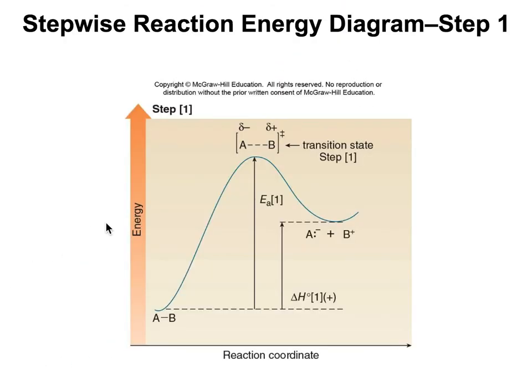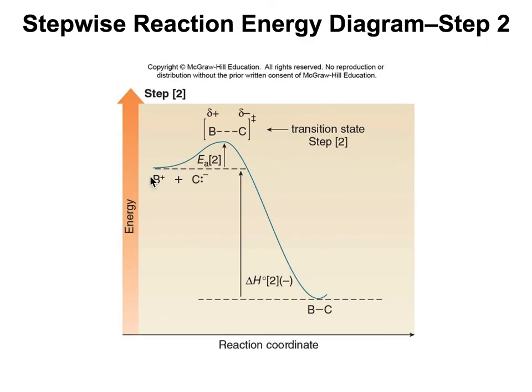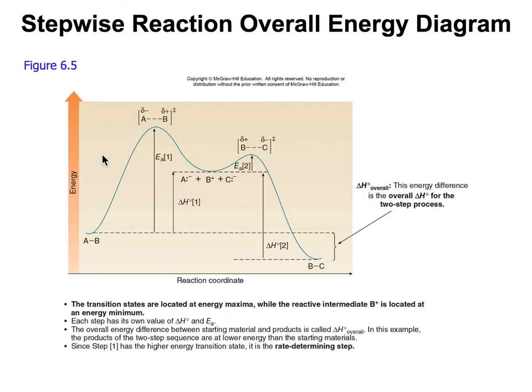So let's look at some examples. So here what we have is step 1 represented. So we have the starting material, the activation energy, and the transition state. Then here we have the intermediate. And here we have the intermediate with a second activation energy becoming the final product. So overall, this is what we're going to see.